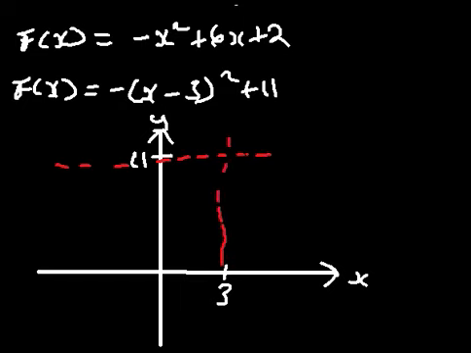So the graph has to be here, and since a is negative, it means the graph has to reflect about the x-axis down. So the graph has to concave downwards. So which means it will go like this. So that is the graph.